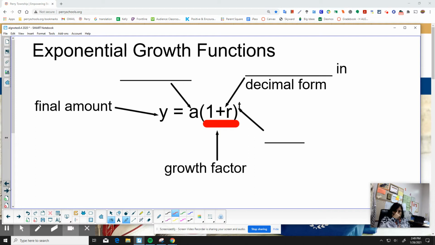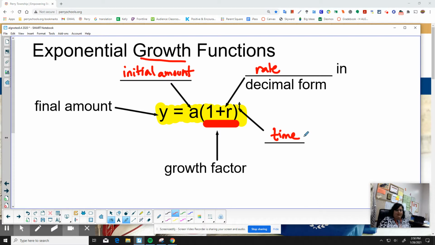All right, so exponential growth function is here. Y equals A times the quantity, 1 plus R raised to the T. So A is your initial amount. You're going to want to write this down for growth. R is your rate of growth. The whole thing inside the parenthesis is called the growth factor, and T is time. Okay, and then Y is your answer or your final amount.